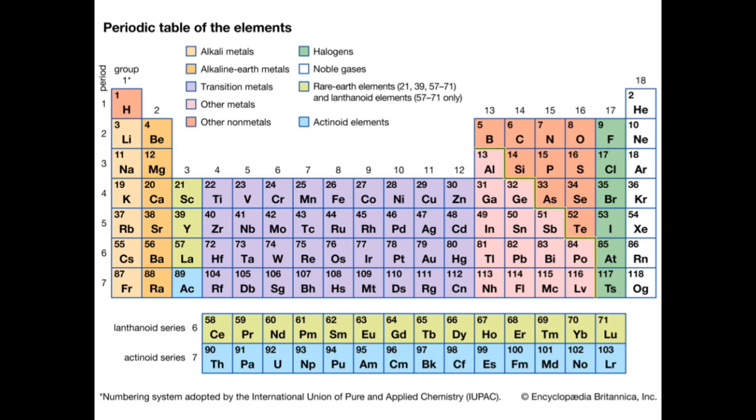Group 2 are called the alkaline earth metals. Group 1 are the alkali metals. In between group 2 and group 13, groups 3, 4, 5, 6, 7, 8 to 12 are called the transition elements or the transition metals.